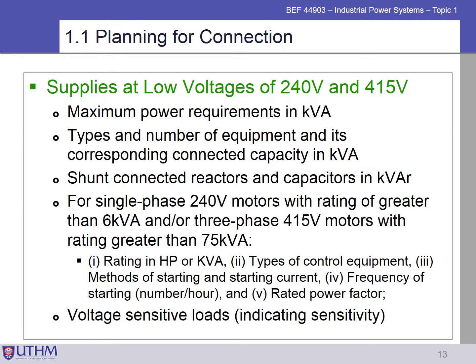Next is for single phase 240 volt motors with a rating greater than 6 kVA and or 3 phase 415 volt motors with a rating greater than 75 kVA. We have to know the rating, in horsepower for aircon or kVA for other loads. Second is the type of control equipment. Third is the method of starting and starting current. The fourth is frequency, and the last one is the rated power factor. And lastly is the voltage sensitivity of the load.